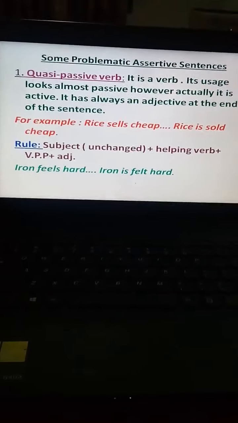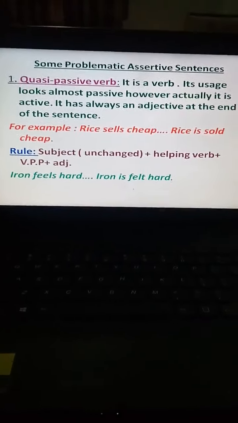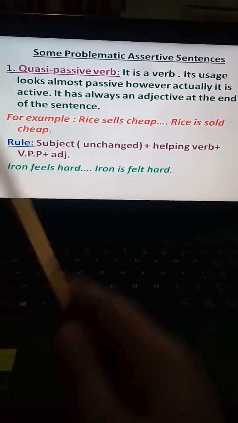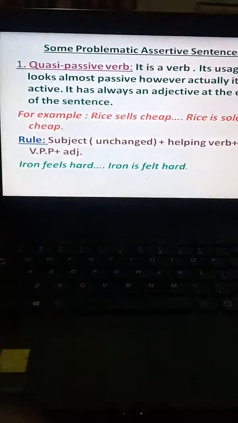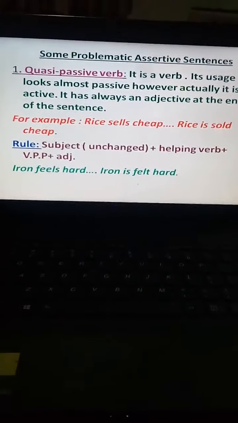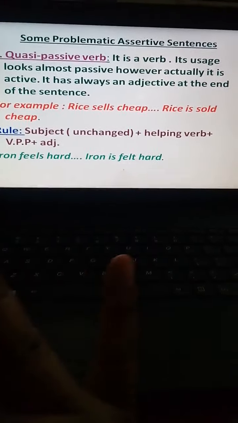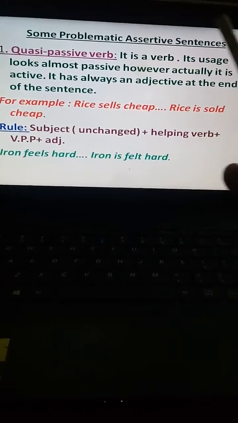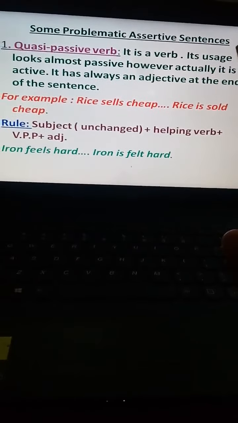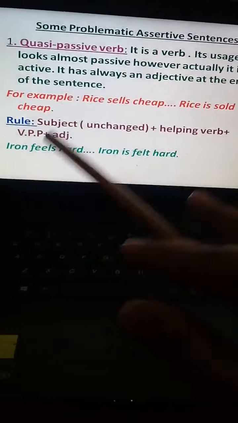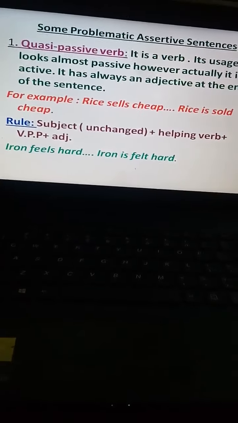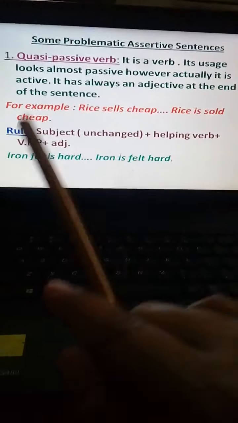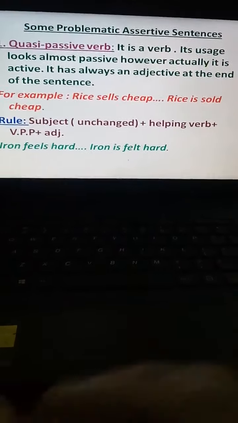Okay. So in this slide, I will talk about some problematic assertive sentences. The first one is assertive sentence with quasi-passive verb. So what is a quasi-passive verb? Quasi-passive verb is a verb. Simply it is a verb, but sometimes it looks almost passive, but it is actually active. And another important thing is that it has always an adjective at the end of the sentence.